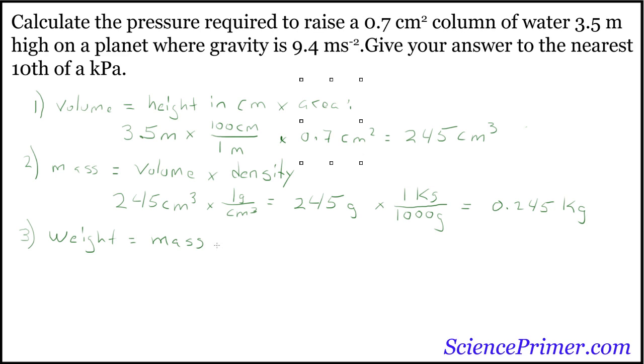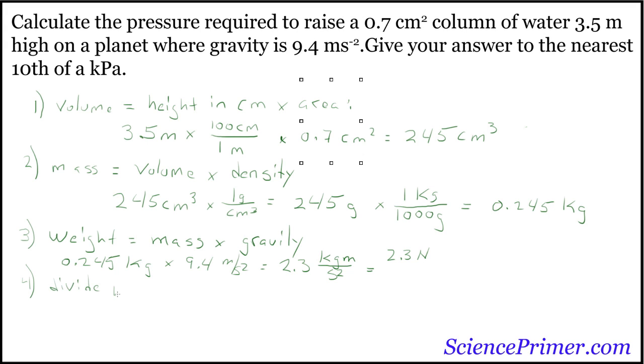We can use the mass to find the weight. So it's mass times gravity. So 0.245 kilograms times 9.4 meters per second squared. That gives 2.3 kilogram meters per second squared, which is equal to 2.3 newtons.